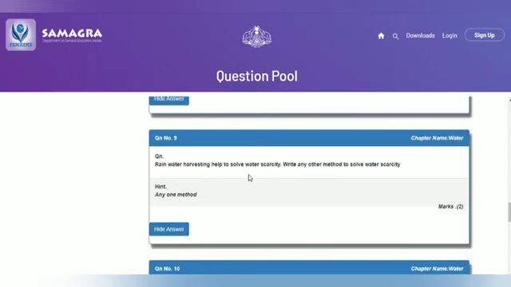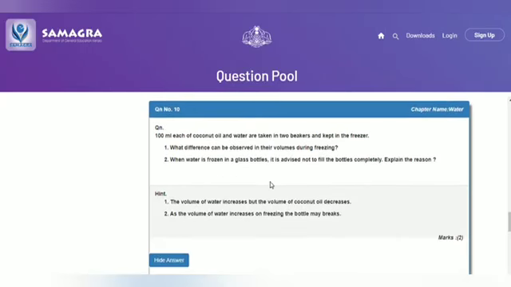Rainwater harvesting helps to solve water scarcity. Write any method to solve water scarcity. 100 ml each of coconut oil and water are taken in 2 beakers and kept in the freezer. What differences can be observed in the volume during freezing? That is, the volume of the water increases but the volume of the coconut oil decreases. When water is frozen in a glass bottle, it is advised not to fill the bottle completely. Explain the reason. As the volume of water increases on freezing, the bottle may break.